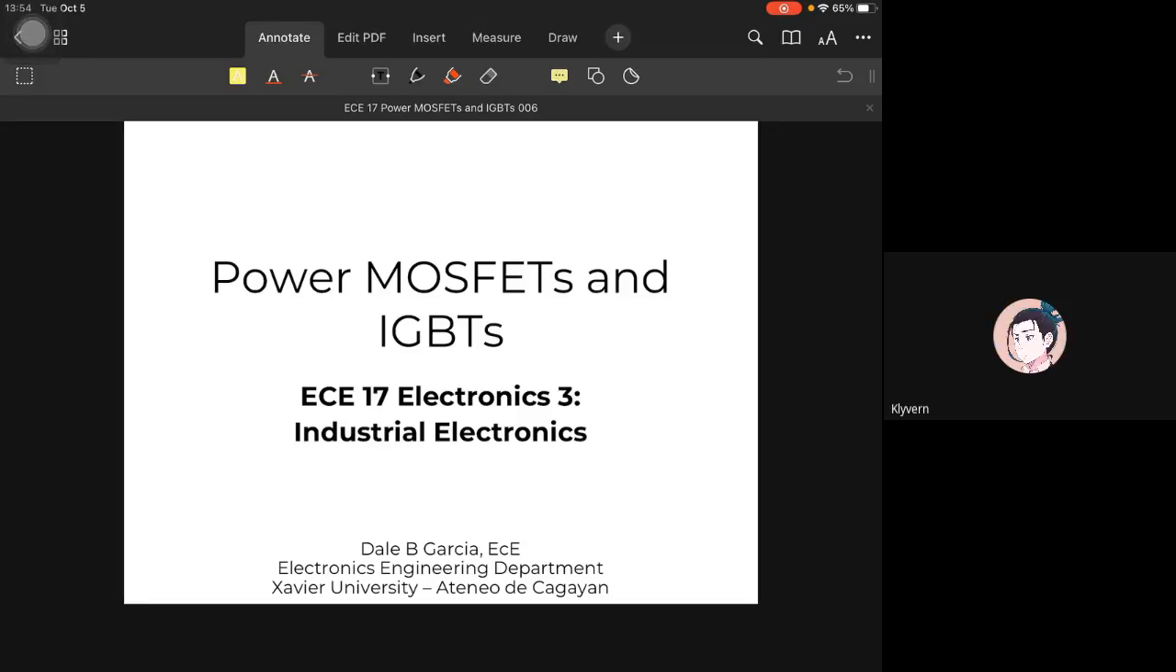Okay, so for this afternoon, this will be our topic, power MOSFETs and IGBTs. Now, before anything else, you may have a little idea. The same with power BJTs. The behavior, capabilities, and characteristics of ordinary MOSFETs or power MOSFETs are almost the same. And the same with the power BJT, it just has bigger ratings or capacity. It has greater capacity for current, power, and of course, voltage.